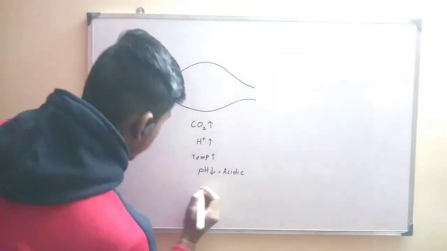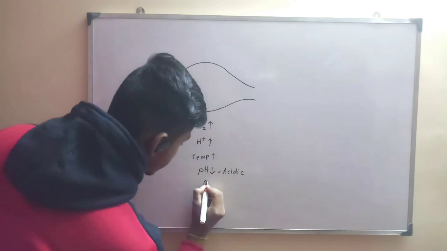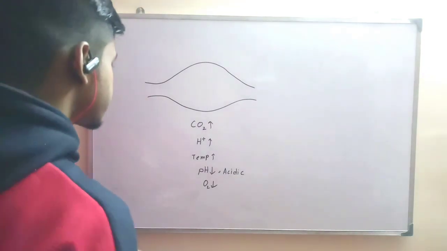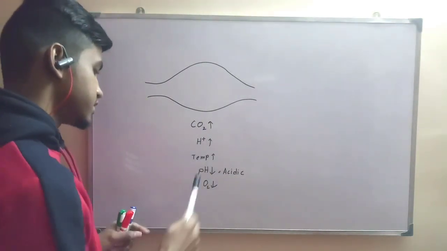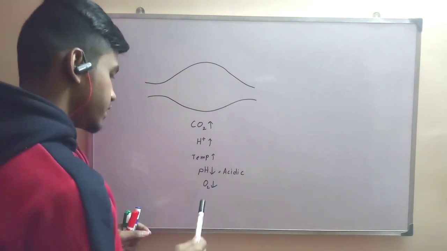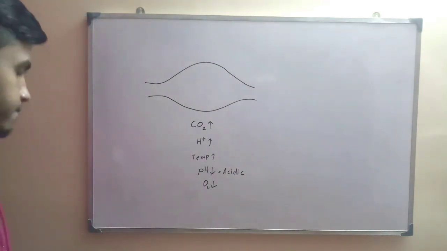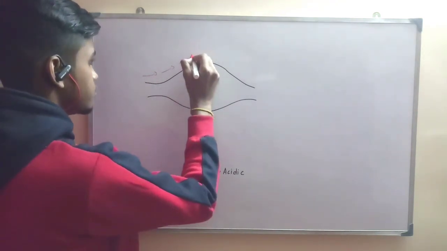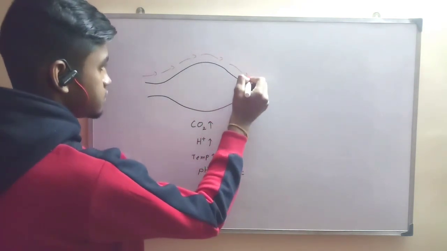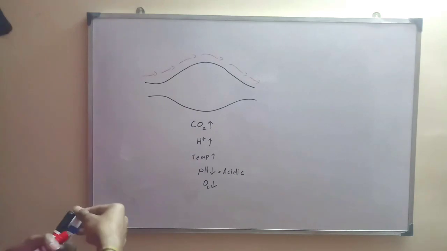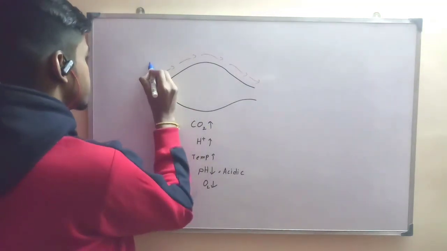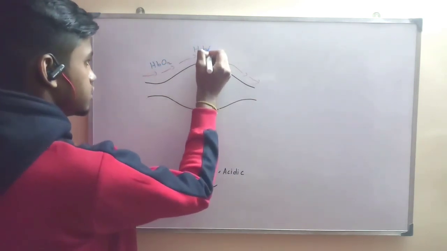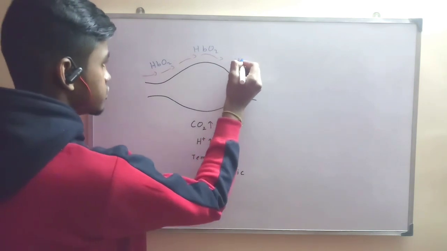Also, due to the muscle contraction, the O2 level decreases. So due to the muscle contraction, CO2 level increases, hydrogen ion level increases, temperature increases, pH level becomes low, and O2 level decreases. Now, when the blood flows over this muscle cell, the blood is coming from the heart and it is rich in HbO2, oxyhemoglobin.